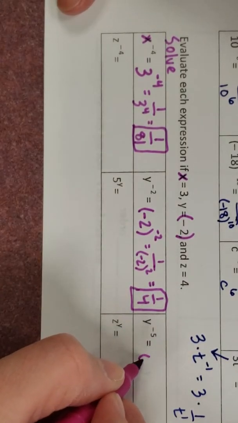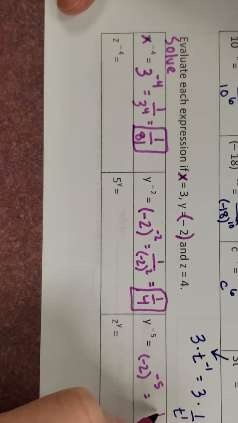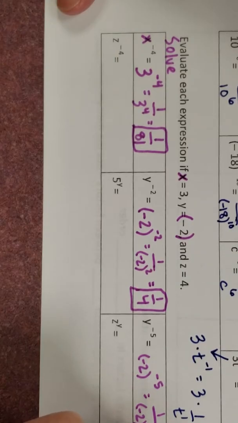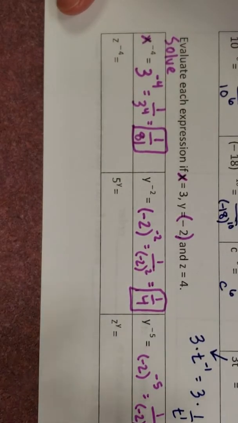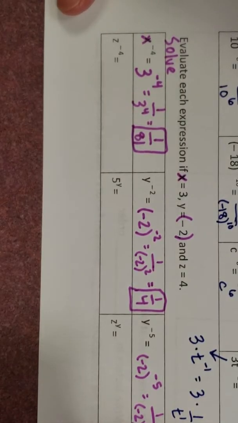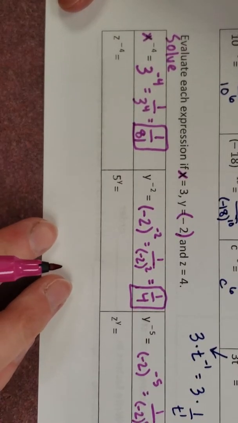Here's y, again, negative 2 to the negative 5th power. That's the same as 1 over negative 2 to the positive 5th power. 1 over negative 2 times negative 2 is positive 4. Times negative 2 is negative 8. Times negative 2 is positive 16. Times negative 2 is negative 32. There you go. All right, take a second, please, and try out that bottom row.